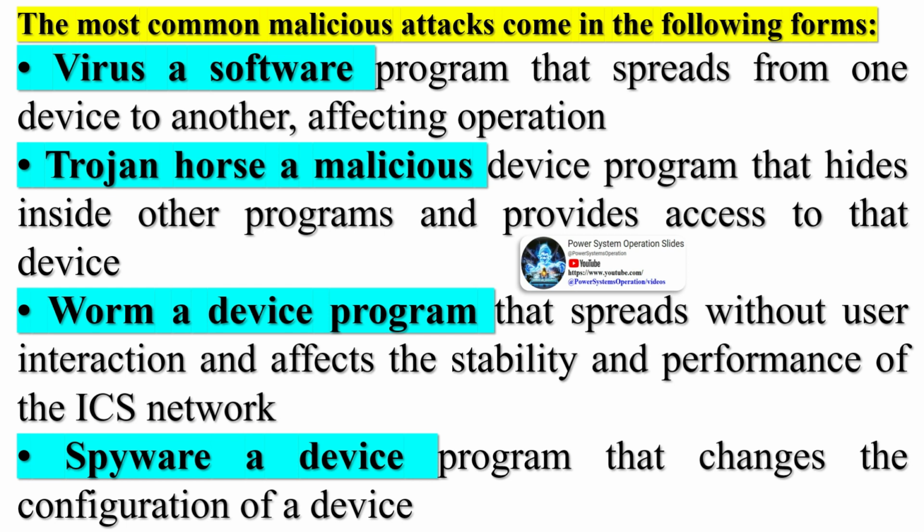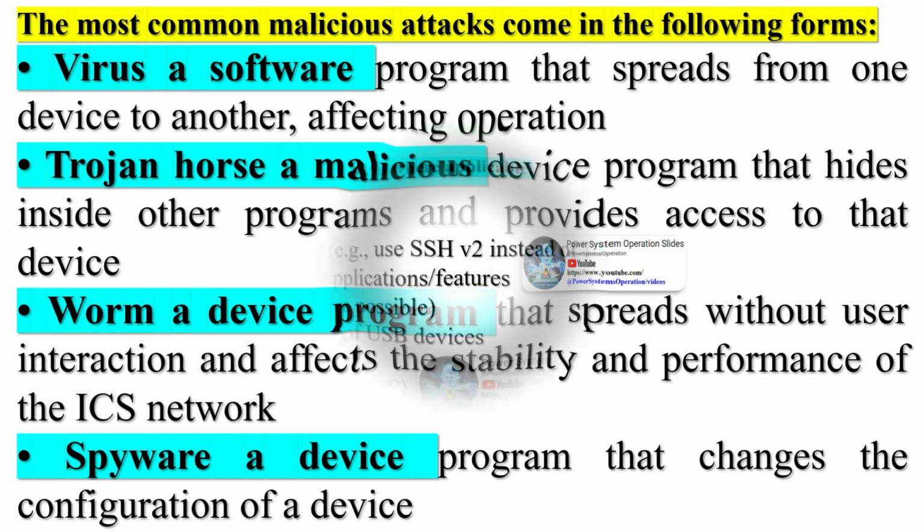Virus, a software program that spreads from one device to another, affecting operation. Trojan horse, a malicious device program that hides inside other programs and provides access to that device. Worm, a device program that spreads without user interaction and affects the stability and performance of the ICS network. Spyware, a device program that changes the configuration of a device.